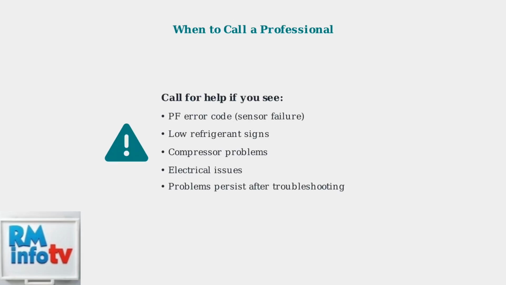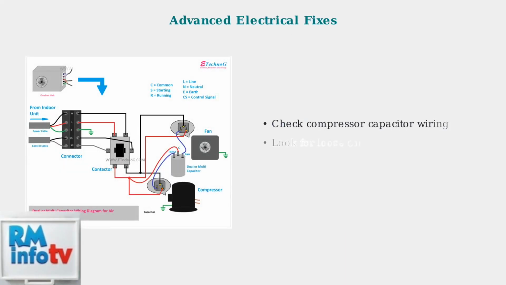If you see a PF error code indicating sensor failure, suspect low refrigerant, or if problems persist after trying these troubleshooting steps, contact DeLonghi customer service or a qualified HVAC technician. When basic troubleshooting fails, advanced electrical issues may be the culprit. Loose wiring, especially on the compressor capacitor, can cause voltage drops and unexpected shutdowns.